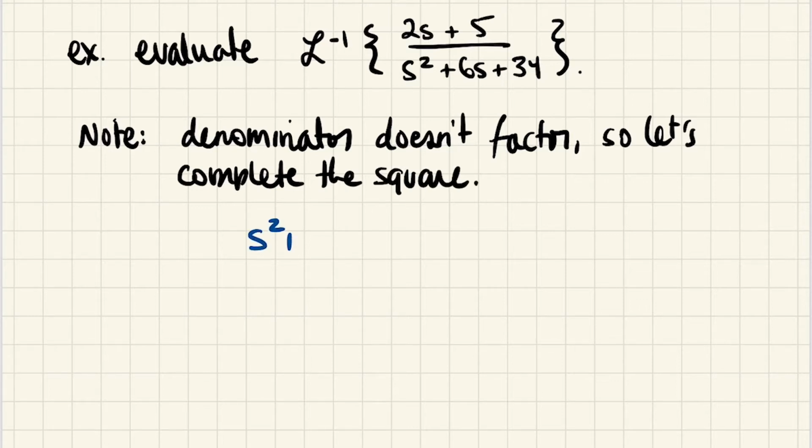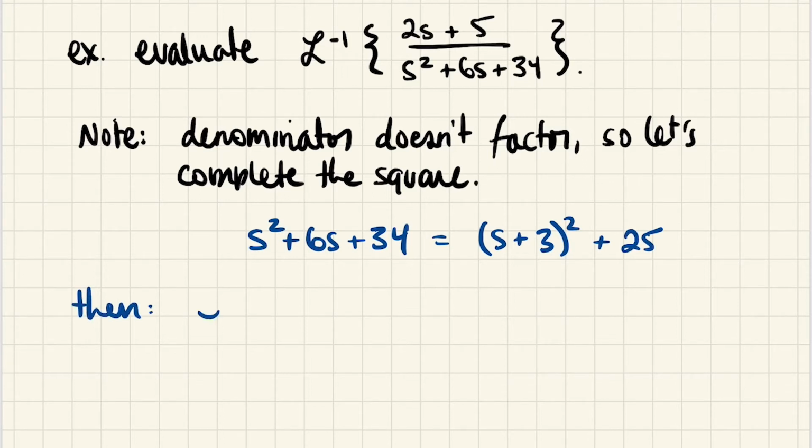Okay, so s squared plus 6s plus 34 is going to be s plus 6 divided by 2 is 3, and 3 squared is 9. So 34, 9 being accounted for here will leave us 25.